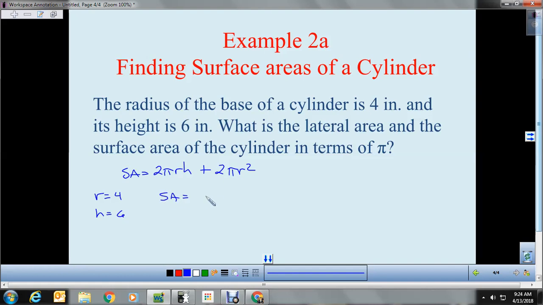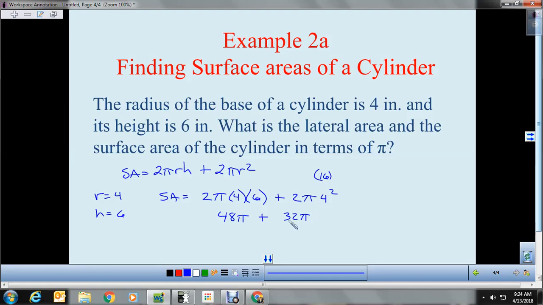So the surface area is equal to 2 times pi times 4 times 6 plus 2 times pi times 4 squared. So we're going to write our answers in terms of pi, which means we're not going to calculate pi. So we do 2 times 4 is 8, 8 times 6 is 48, so we get 48 pi for our lateral area. And then we're going to add in 2 times the area of the base, which is pi r squared, so 4 squared is 16 times 2 gives us 32 pi.